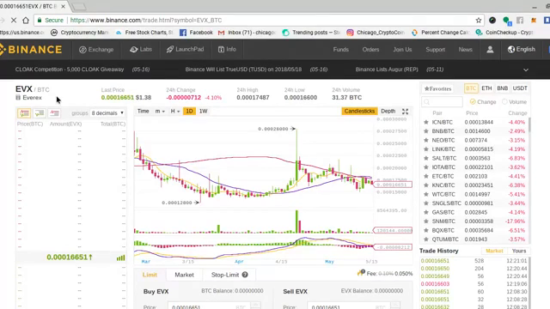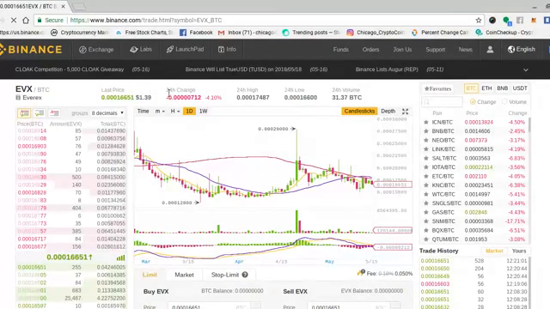The first thing you'll see when going on to the basic exchange is the token that you're trading with versus the currency. So we have EVX versus BTC. Across from that, you'll have the last price that it was traded at, the 24-hour change and percentage, as well as the Satoshi amount. You'll see the 24-hour high, the 24-hour low, as well as the 24-hour volume in BTC.